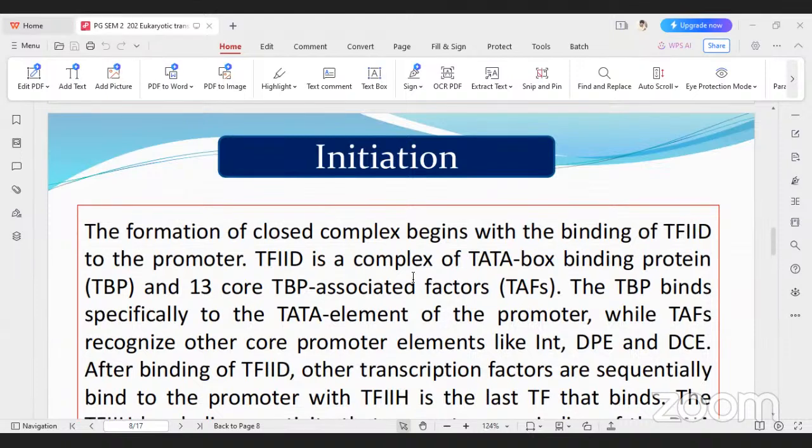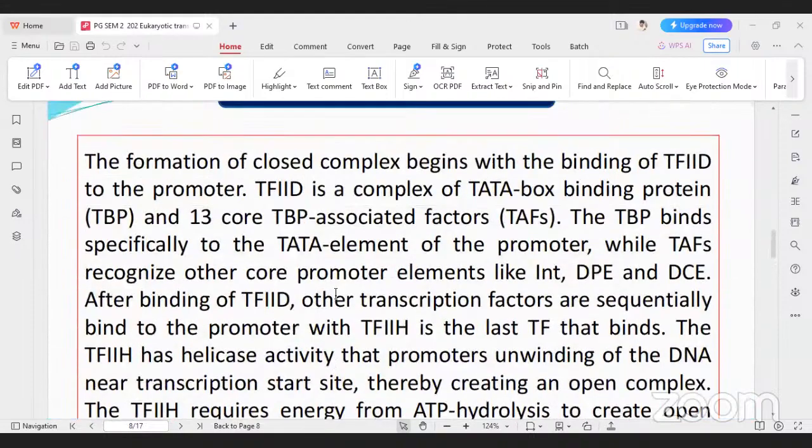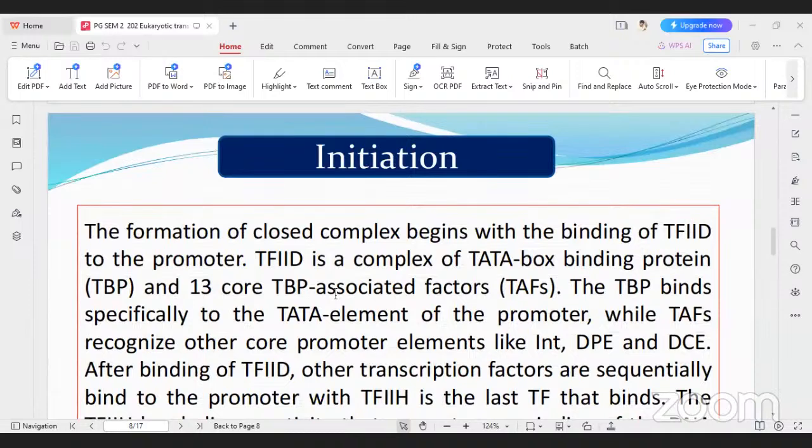Now let's see the steps of transcription: initiation, elongation, and termination of the chain. Which chain? The mRNA chain. Is it clear? Now, the major question is, a long DNA strand, a long gene, is present in human beings. Where exactly does transcription start? Before that, we should know the gene structure.